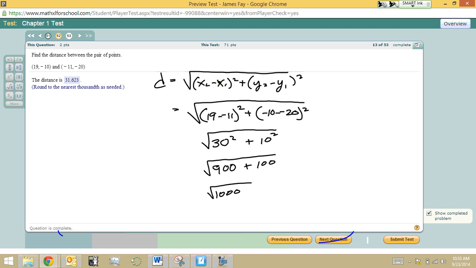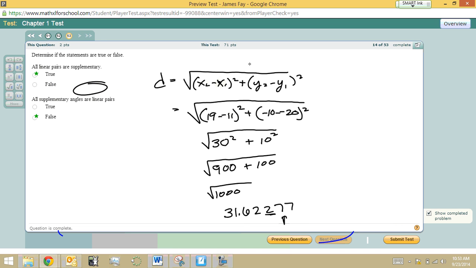Your calculator will give you 31.622277. They want the nearest thousandth, so that's the third decimal place. So 1, 2, 3. That's the one I'm rounding. I look at the next number, it's a 7, so I change that 2 to a 3. And that's what we're showing there in our answer.